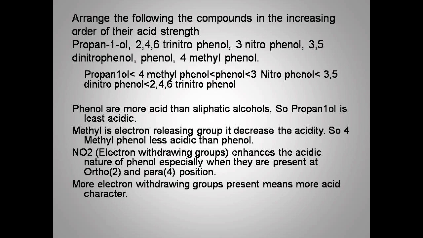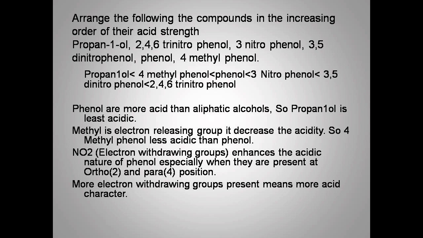The next one, methyl is an electron releasing group. It decreases the acidic character, so we choose 4-methylphenol after that. It is less acidic than phenol. The nitro group is an electron withdrawing group. It enhances the acidic nature of phenol, especially at the ortho position. Ortho position means the second carbon, para position means the fourth carbon. So the nitro compound is more acidic than phenol.